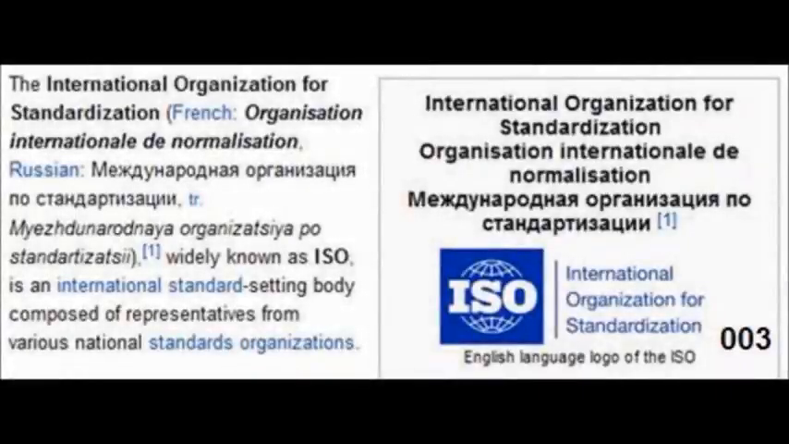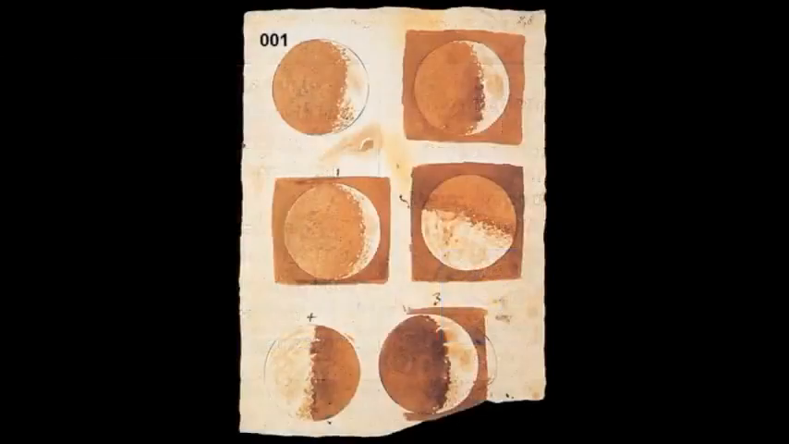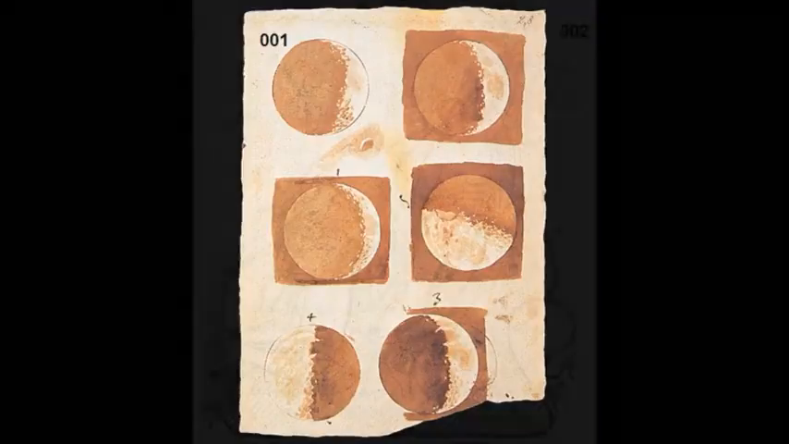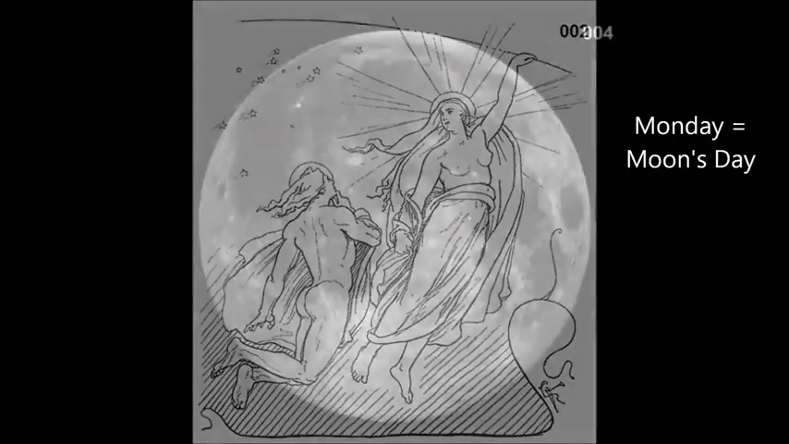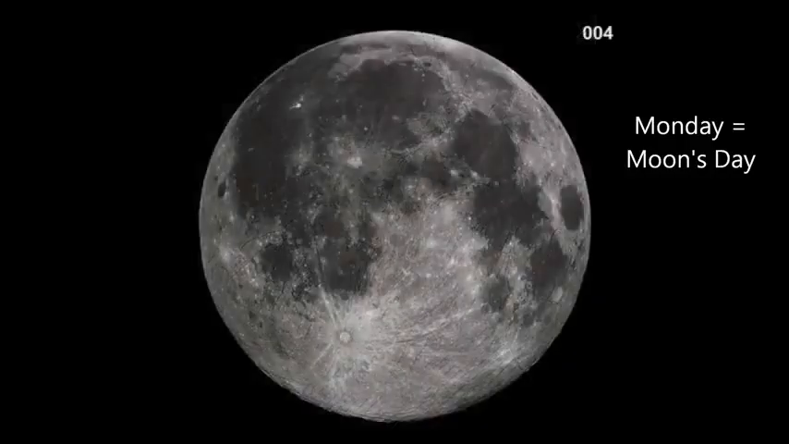According to the International Organization for Standardization, Monday is the first day of the week. The name Monday is derived from Old English, literally meaning Moon's Day. Monday is dedicated to the moon.